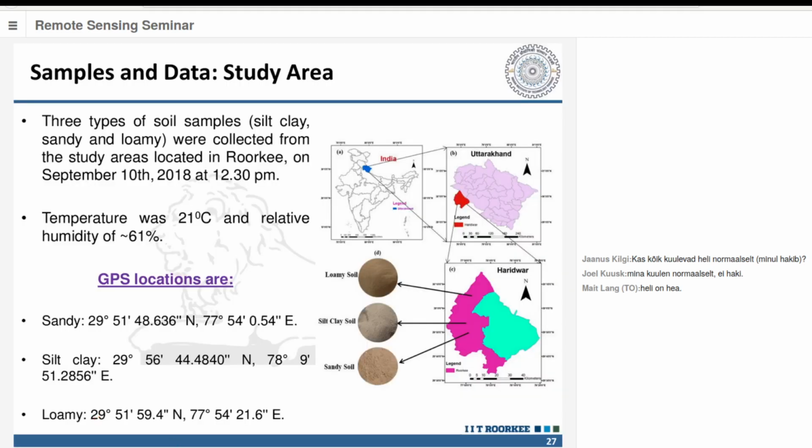So this is the study area where I have collected our soil samples. There are three types of soil samples. I have collected silt clay type of soil, sandy and loamy. This was collected from Roorkee on September 10th, 2018 at 12:30 p.m. During the collection, I also used a GPS device, and using GPS, I stored the latitude and longitude. During the sample collection, the temperature was 21 degrees Celsius and humidity was approximately 61%.